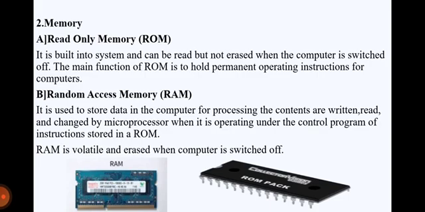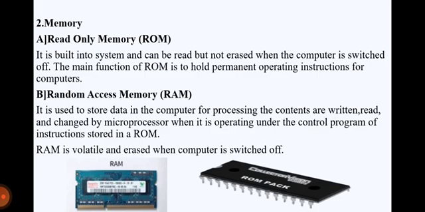Second part is memory. There are two types of memory. First one is read-only memory, ROM. It is built into the system and can be read but not erased when the computer is switched off. The main function of ROM is to hold permanent operating instruction for the computer.